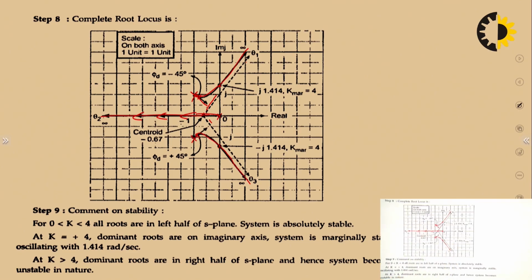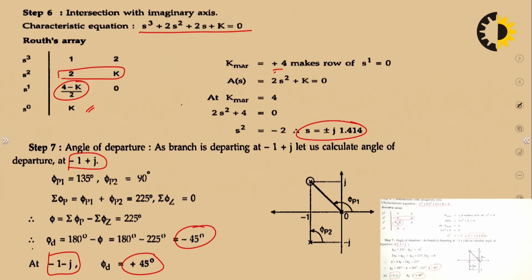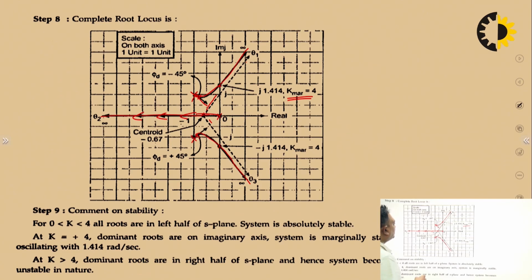You can see k marginal equals 4. If the value of gain k is increased beyond 4, these two roots will lie in the right half of the s-plane and the system will become unstable. As you increase the gain, the other root moves along the negative real axis, so it will not affect the stability. But for stability, the value of k should be less than 4. For k equals 4, the system is marginally stable, and for k greater than 4, the system is unstable. Okay, thank you.